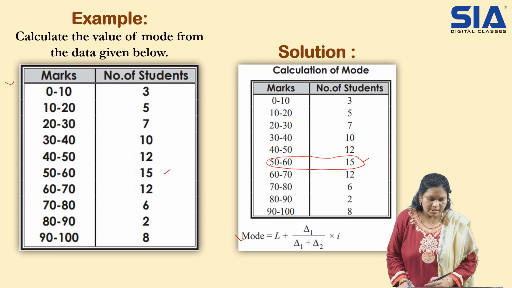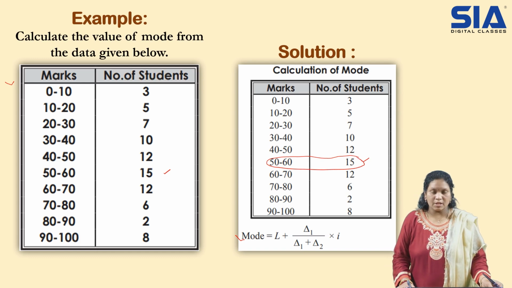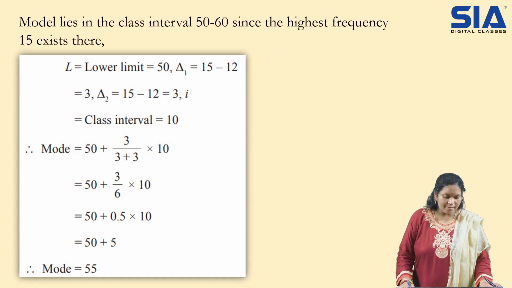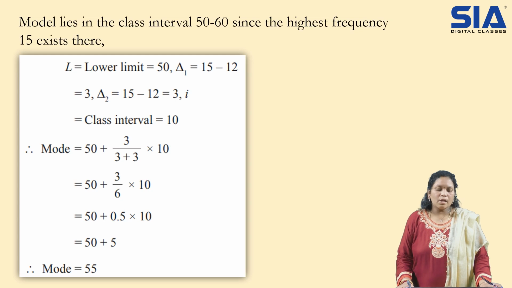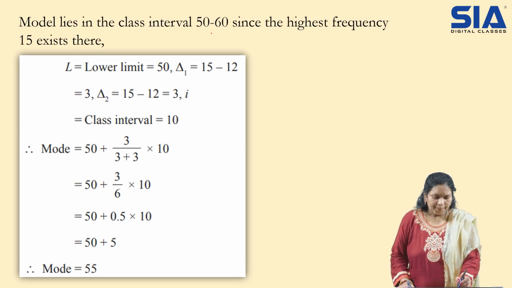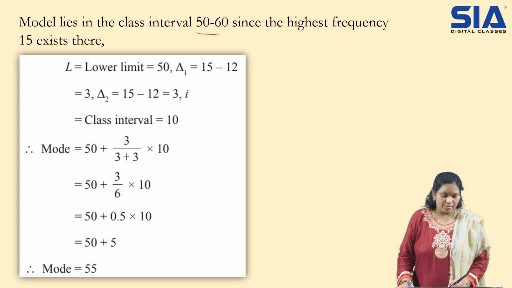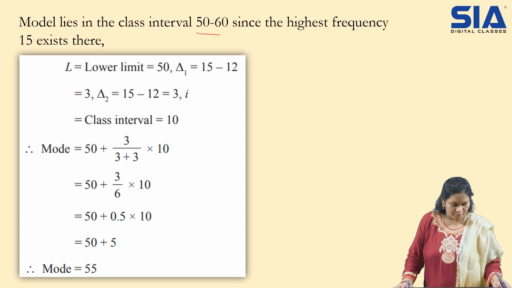That class interval is 50 to 60. So this is how the inspection method goes. We just identify the highest frequency, and from there we identify that as the modal class. So the mode lies in the class interval of 50 to 60, because the highest frequency is 15. Now, using that, let us identify F1, F0, F2 and so on.